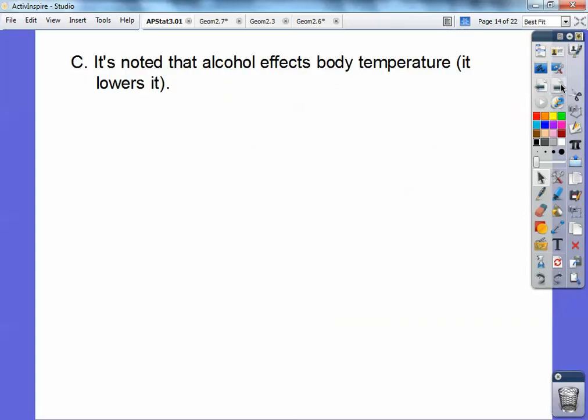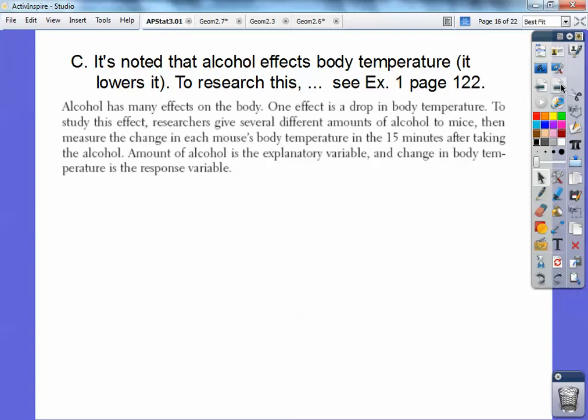So okay, so here's section C. It's noted that alcohol affects body temperature. It lowers it. I didn't know that, did you? So to research this, let's take a look at example 1 on page 122. And here it is right here. Alcohol has many effects on the body. One effect is a drop in body temperature.